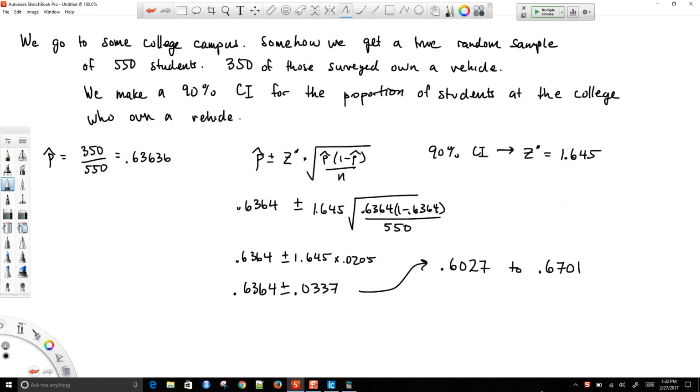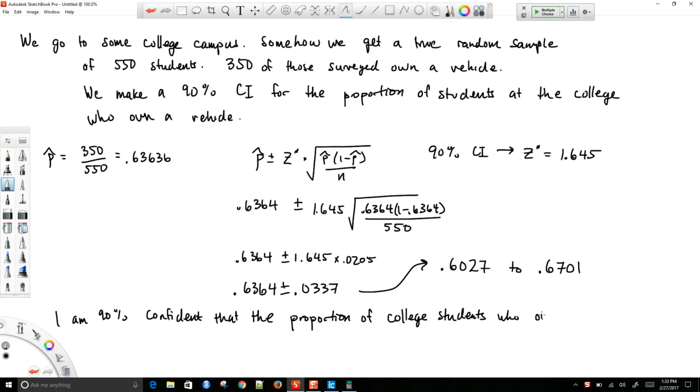Okay, so I say something along the lines of, I am 90% confident that the proportion of college students at this campus who own a vehicle is between 0.6027 and 0.6701. Okay, that's great.